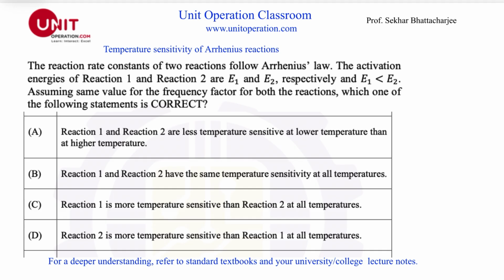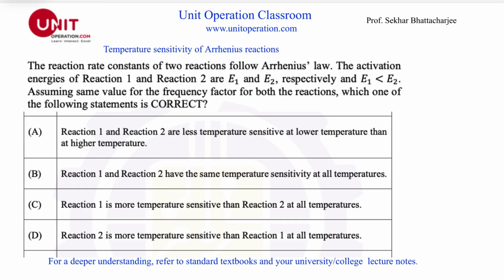The reaction rate constants of two reactions, let's call them 1 and 2, follow Arrhenius law. We all know what Arrhenius law is. The activation energies of reaction 1 and reaction 2 are E1 and E2 respectively, where E1 is less than E2. Assuming the same values for the frequency factor for both reactions, which one of the following statements is correct?